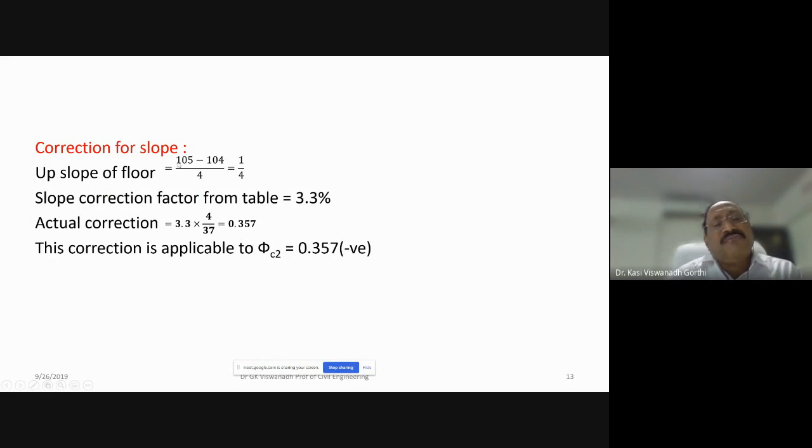The upslope is given between 105.00 and 104 here. So 1 by 4 is the slope. For the correction for the slope, from the table for a slope of 1 by 4, it is 3.3%. So the actual correction will be 3.3 × 4/37, where 37 is the total length. So this correction is applicable, like φC2 will be equal to 0.357, negative.